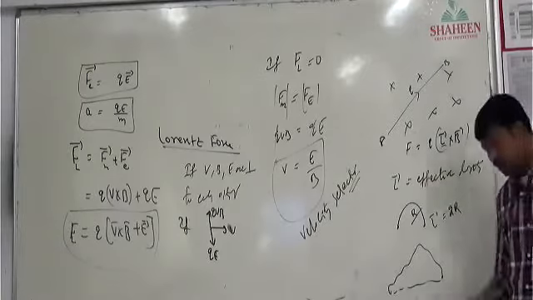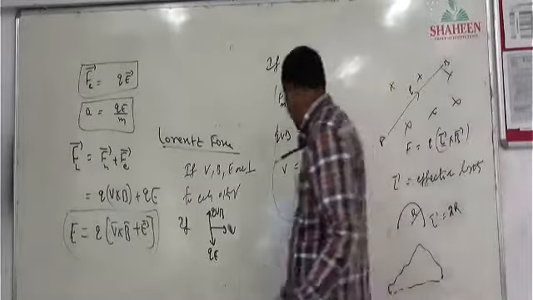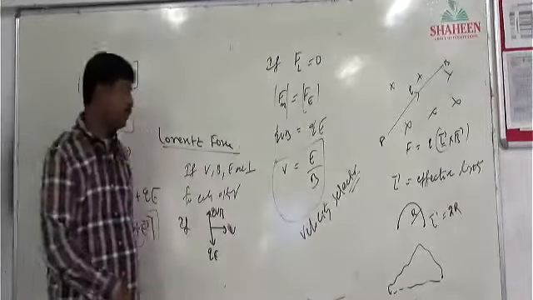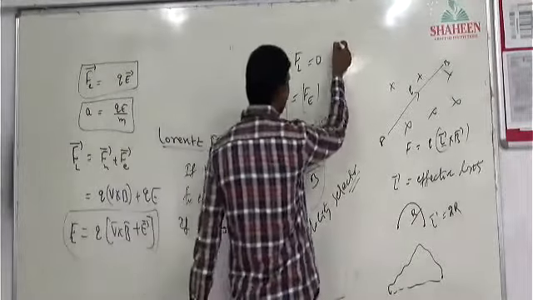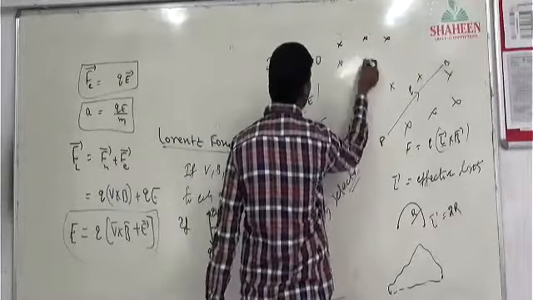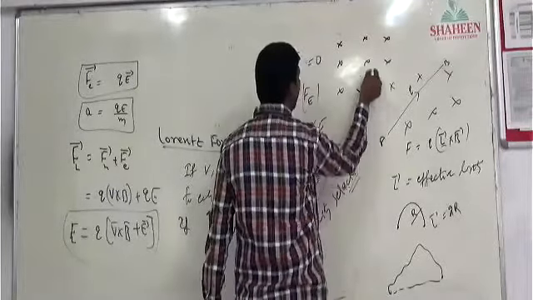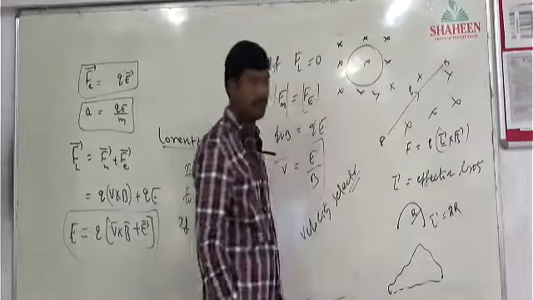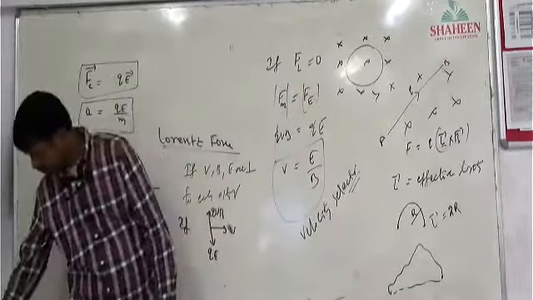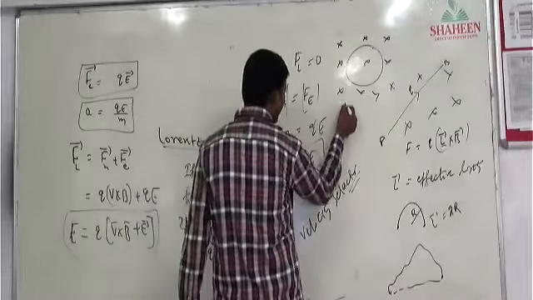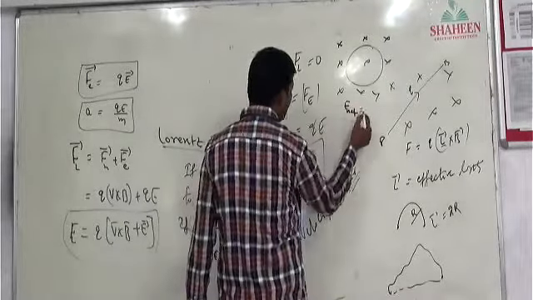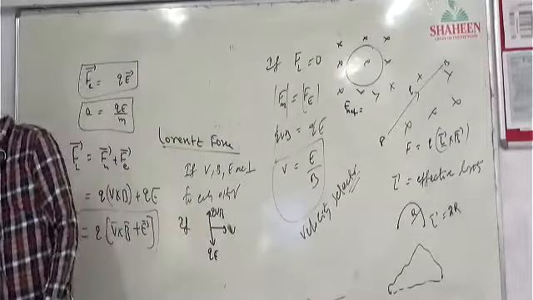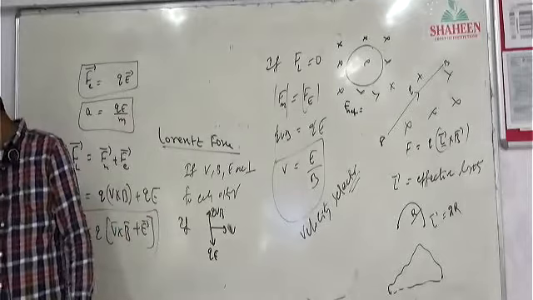Clear? Now I will ask one conceptual question from here. If a magnetic field is there like this, and I kept a circular loop in it, what is the force on that? F net, how much? Tell me everyone, what is F net when a circular loop is kept in a magnetic field?